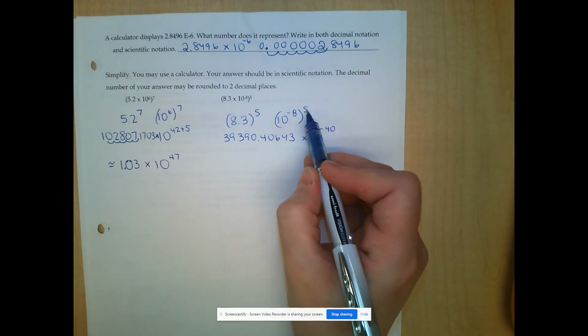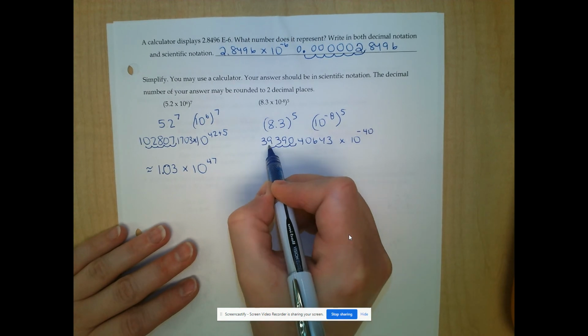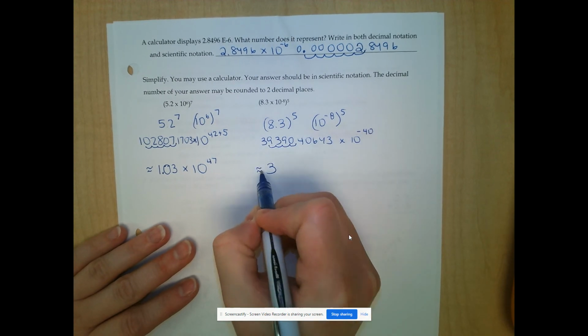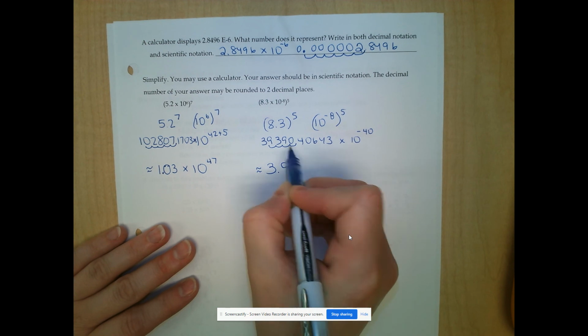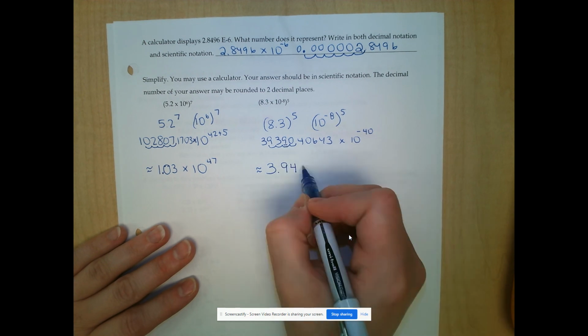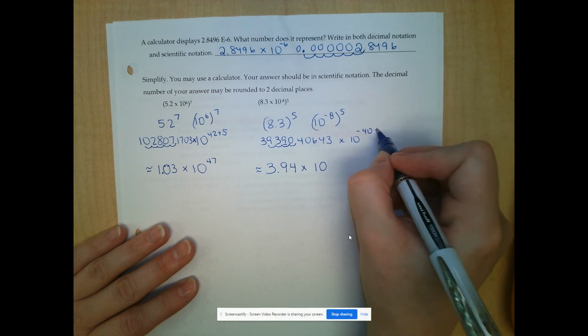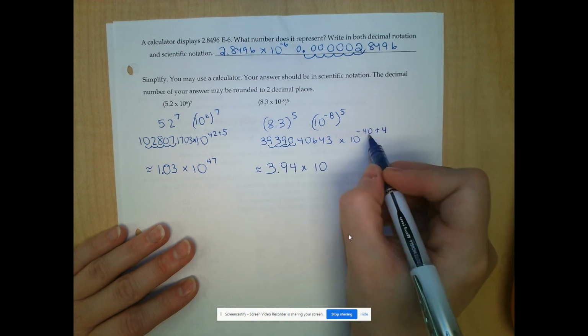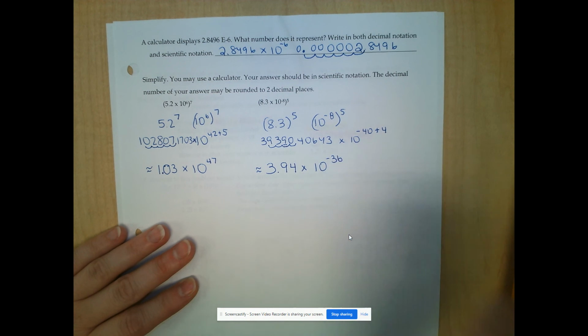An exponent raised to an exponent gets multiplied. Now, 1, 2, 3, 4 places off. So it's approximately 3.94. I rounded up because the next digit was a 9. Times 10. I moved it 1, 2, 3, 4 places. So I've got to go up by 4 here. That's a negative 40 up by 4. So 10 to the negative 36.